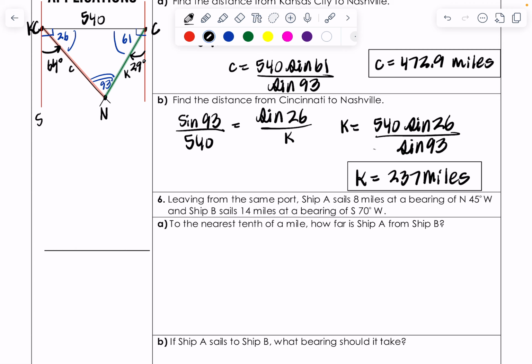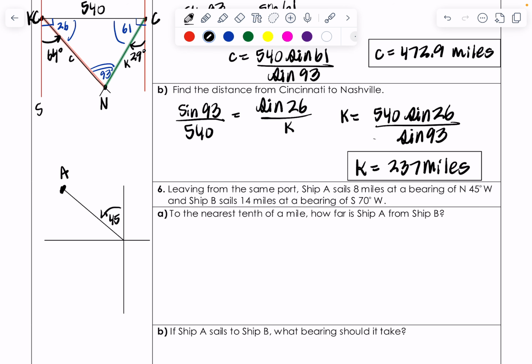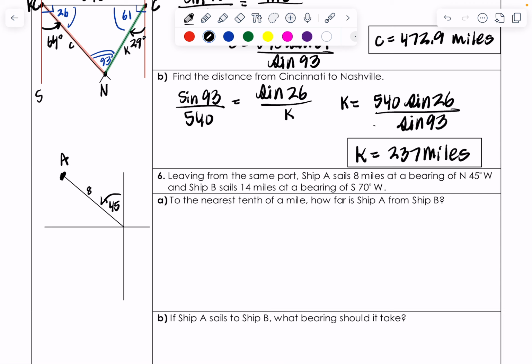Okay, so I'm going to draw a little thing over here. Okay, so ship A goes north 45 degrees to the west. Okay, so 45 degrees would be here. This would be ship A, so I'm going to put A up here somewhere. We don't know what the distance is, but it doesn't really matter. We're going to figure it out. Ship B is 14 miles. Oh, wait, that's 8, so I'm going to put 8 here, 8 miles. 14 miles south, 70 degrees west. He's going further, so I'm going to do that. Okay, so this is 14 miles. This one would be 70 degrees to the west. So I'm going to say ship B is way over here.